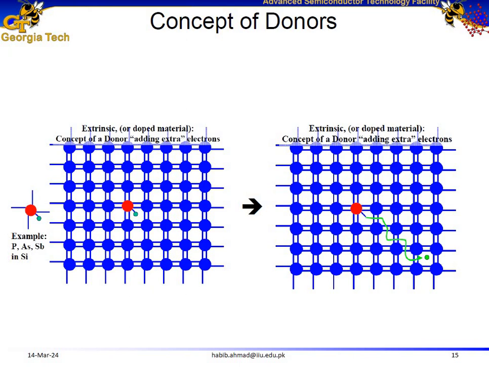So there are several techniques in order to do that, and one of the techniques is called ion implantation. So basically, we need to do two things. We need to add dopants into the semiconductor, and then we need to make sure that the dopants are activated.